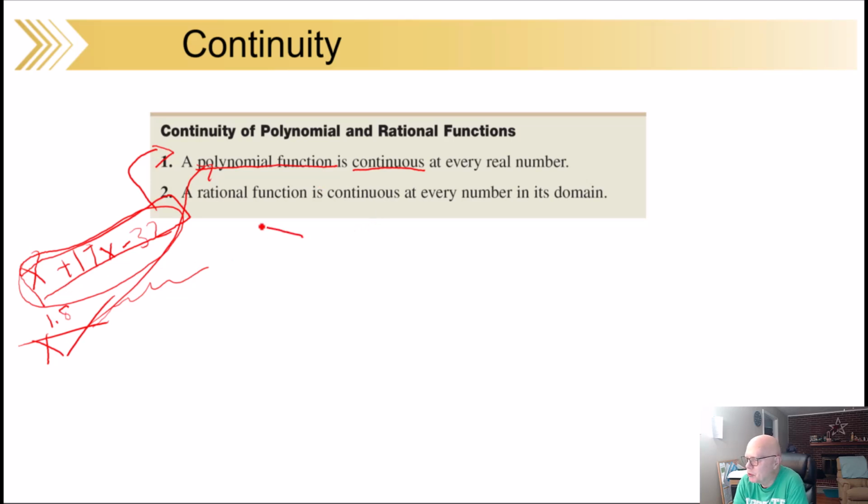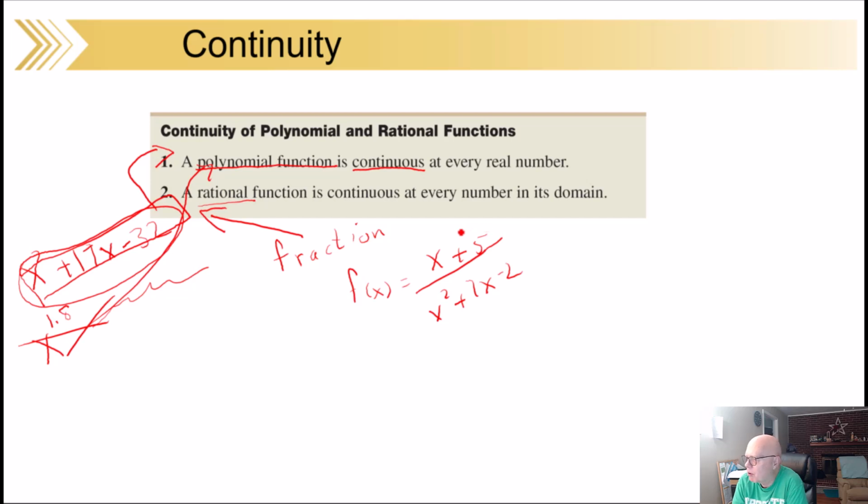For number two up here, which I've half obliterated, for the rational functions, what does rational mean? In common terms, we're talking about a fraction. So you might have a function like f of x equals x plus 5 over x squared plus 7x minus 2.